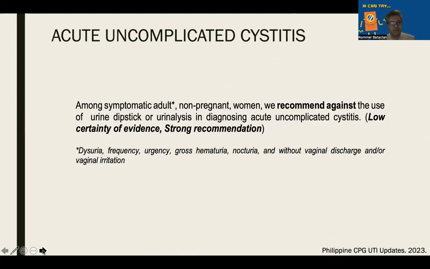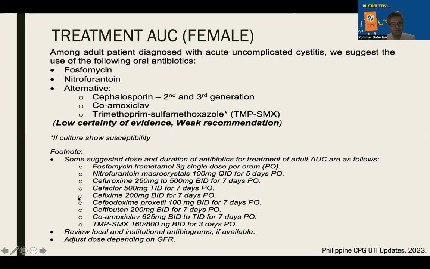Finally, acute uncomplicated cystitis. This would present with dysuria, frequency, hematuria, and more of hypogastric pain since it's confined to the bladder. For this one, you don't even need to use urinalysis or dipstick. As long as the symptoms are there and it is a non-pregnant individual, you can already label the patient as having acute uncomplicated cystitis. So these are some of the medications that are used. This is already based on the updated clinical practice guidelines.